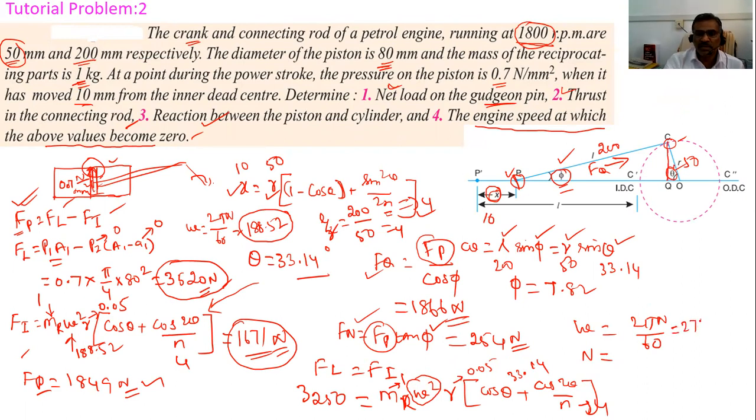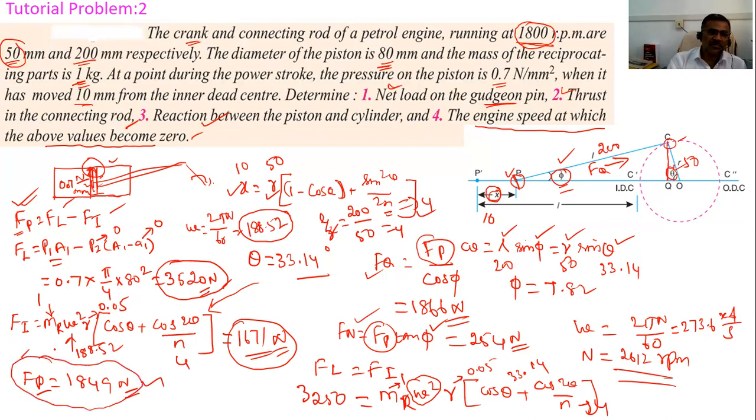So omega is 273.6 radian per second. From this, you can find the value of n, that is 2612 rpm. So the known values are the force on gudgeon pin and connecting rod thrust, and the reaction between piston and cylinder, and the speed at which the above values become 0. So these are the 4 things we have to find.